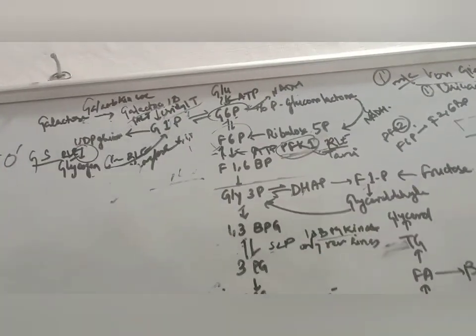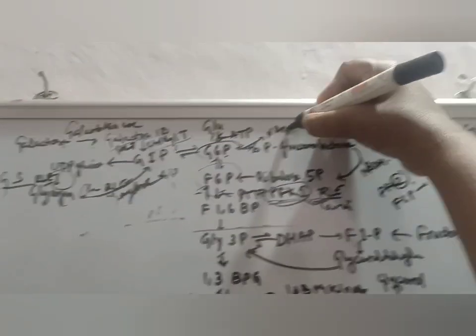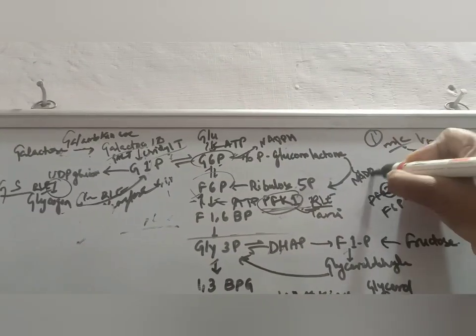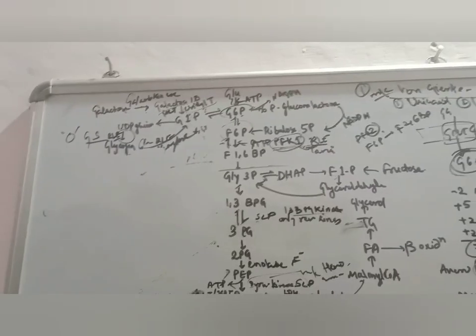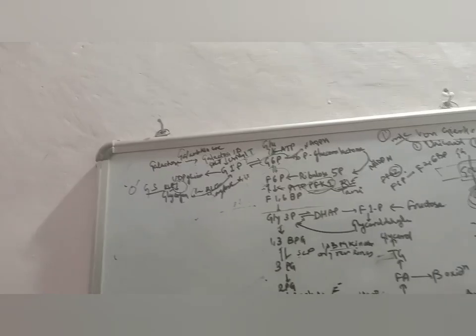NADH. No, sorry, I made a mistake. This is NADPH. Sorry, NADPH. I'm really sorry. NADPH. And from ribulose 5-phosphate, actually, there is ribose 5-phosphate. And finally, there will be fructose 6-phosphate, which can again become glucose 6-phosphate and become glucose.